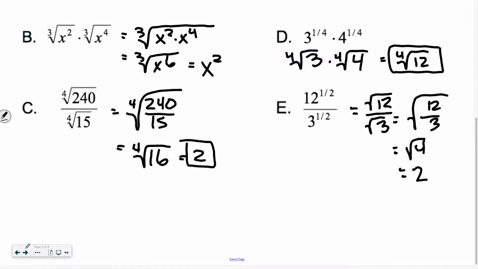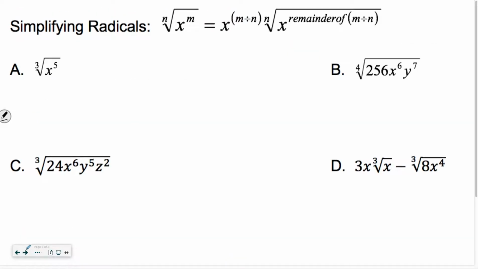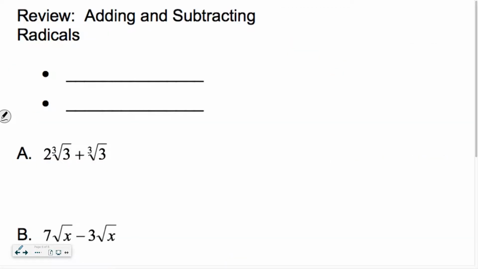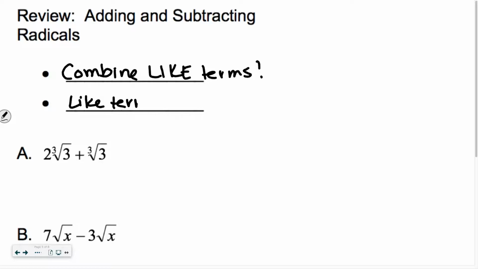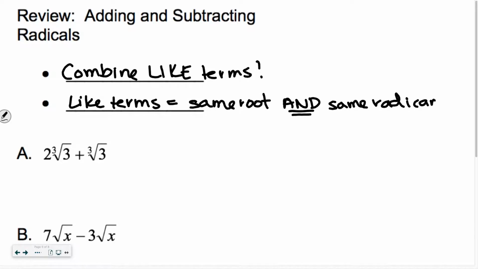We just did it with polynomials. Added and subtracted like terms. We did it when we did complex numbers with i. We added and subtracted like terms. Okay? So I'm going to put that as one of my bullet points. Adding and subtracting radicals is combining like terms. And in radicals, like terms means it has the same root and the same radicand, which, remember, the radicand is the thing underneath the radical.